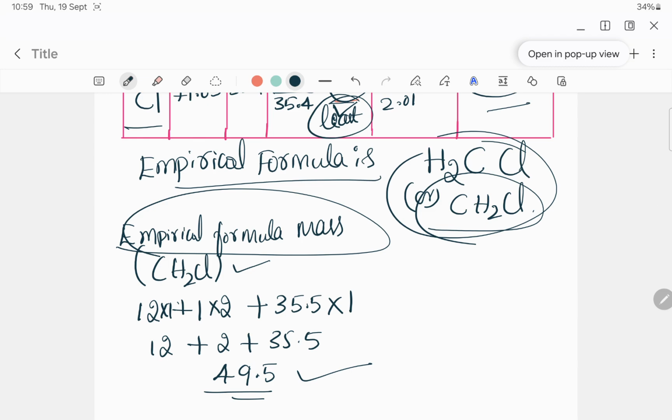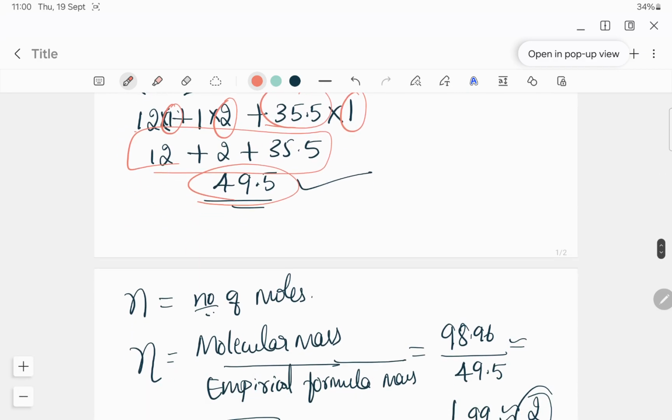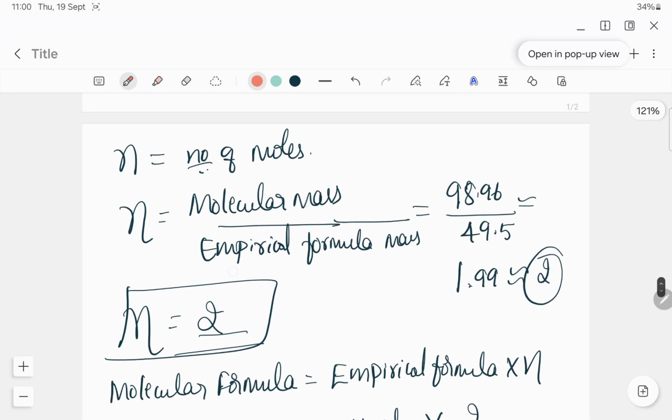We take the atomic mass of each element and multiply it by the number of atoms there. Only 1 carbon is there, so 1 into 12, and 2 hydrogens, 2 into 1, and 1 chlorine with the mass number of chlorine 35.5. Then you add these and you will get 49.5. By using this we can calculate the number of moles.